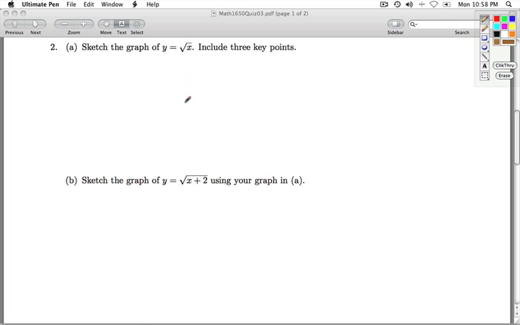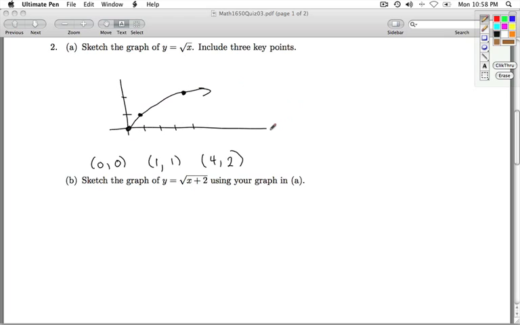Number 2, we're asked to sketch the graph of y equals square root x, and once again to include our 3 key points. So for the square root, x is 0, the square root of 0 is 0. When x is 1, the square root of 1 is 1. When x is 4, the square root of 4 is 2. And so 0, 0, 1, 1. And this is connected in a half a parabola shape. So there's our basic graph y equals square root x.